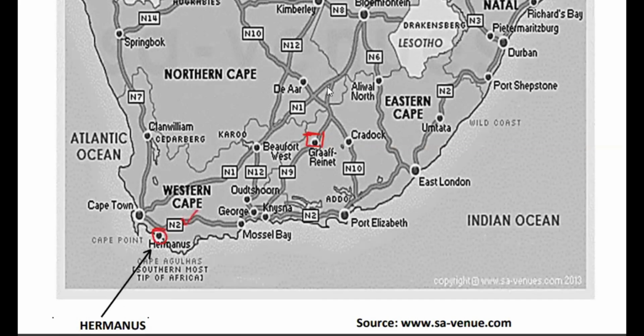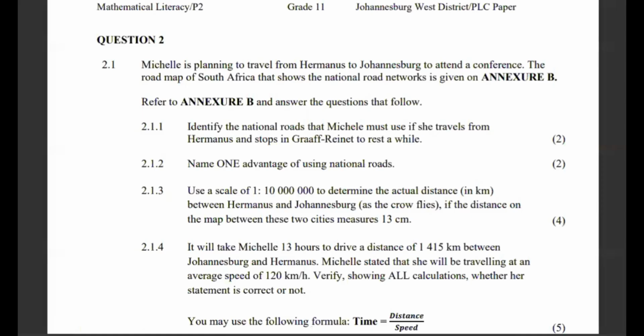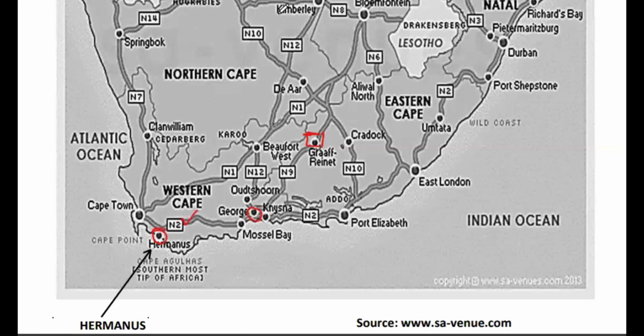So definitely we'll use N2. It will follow, comes to this place here. At this place, he has to join N9. So the roads are N2 and N9.